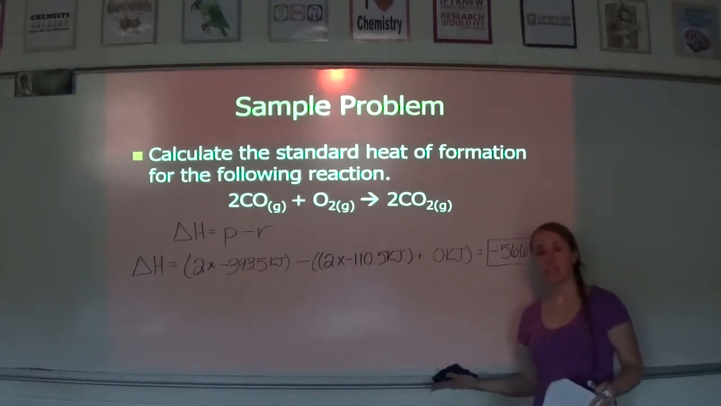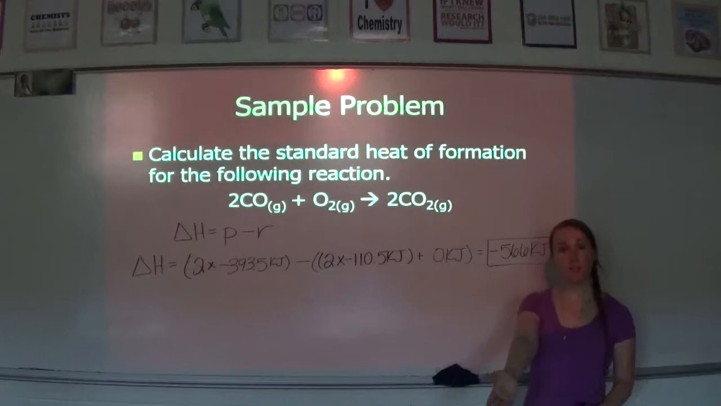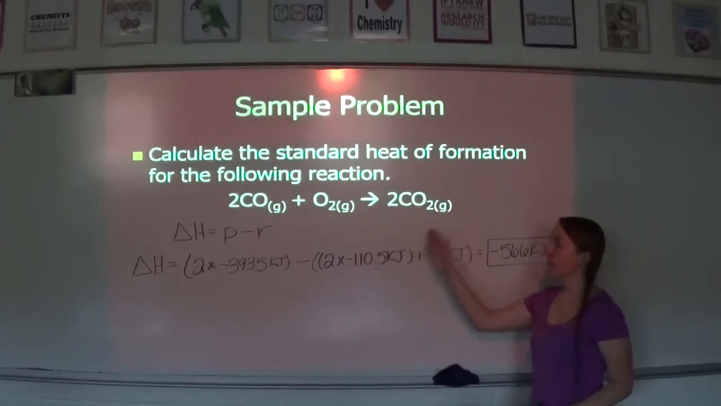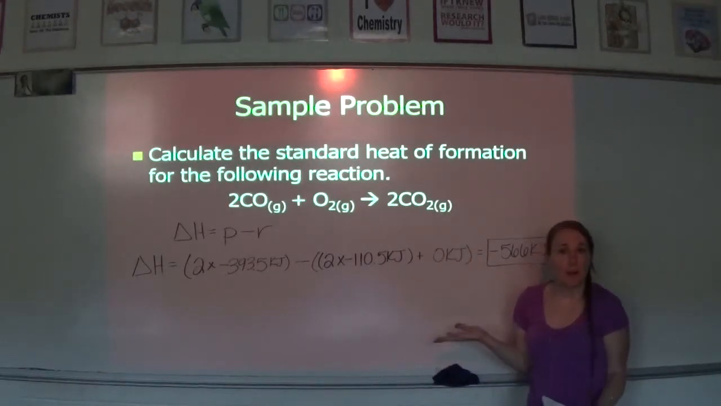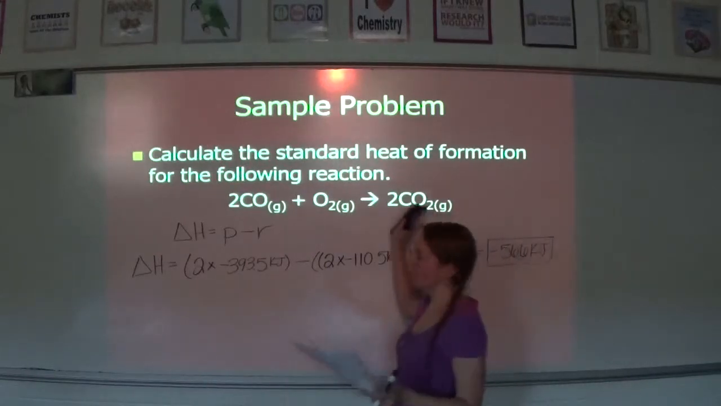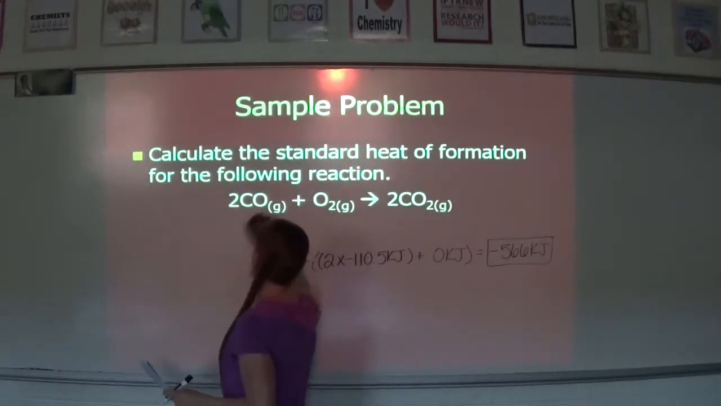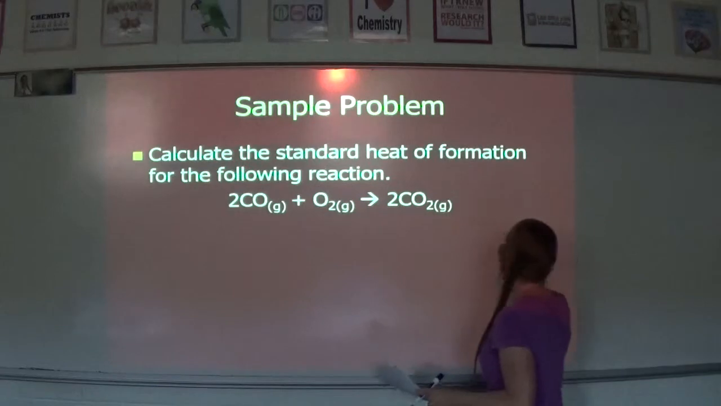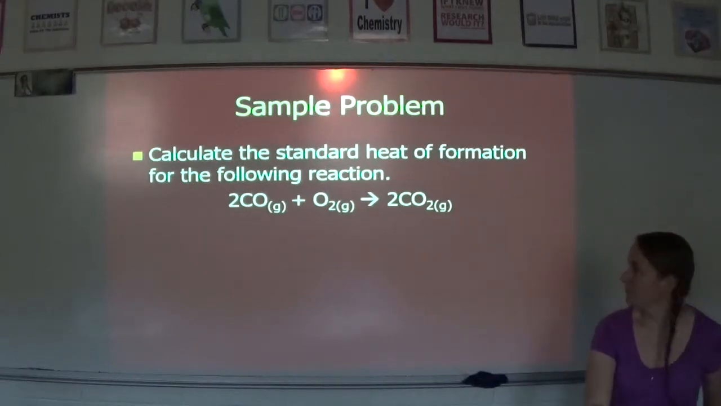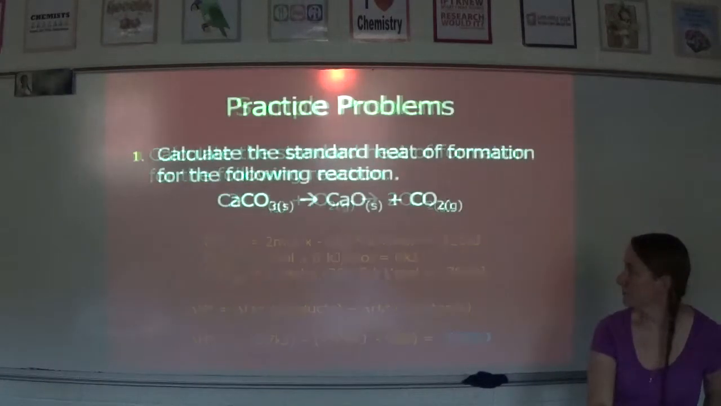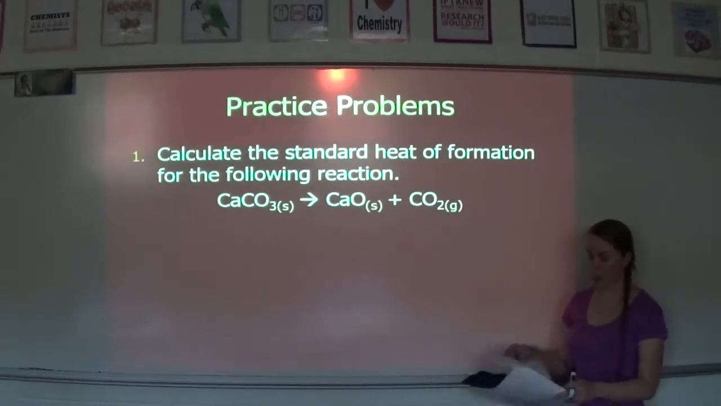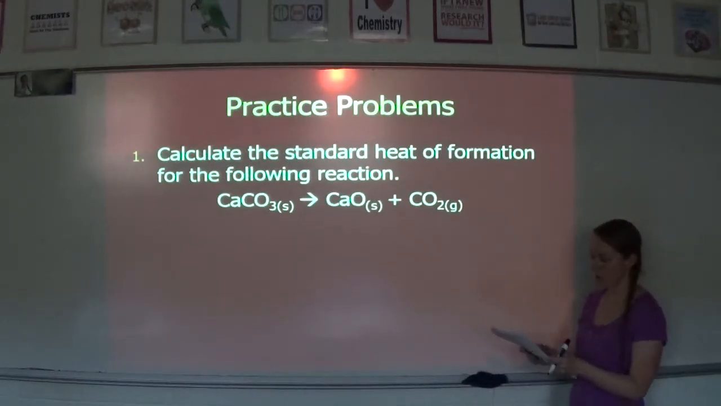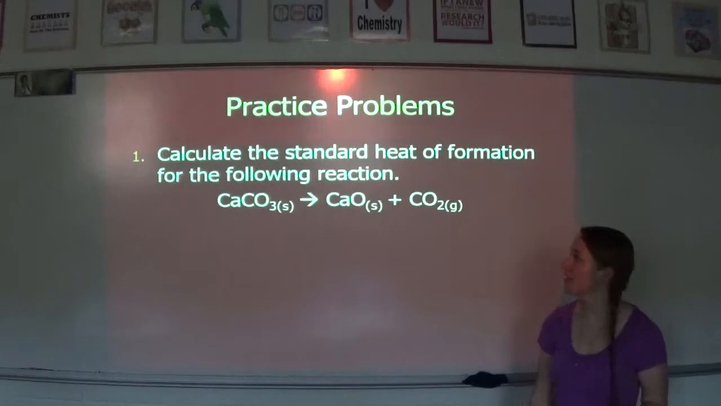Alright, so that's what standard heat of formation looks like. So you just look up the numbers and do products minus reactants, and don't forget to multiply by your coefficients. That's the most common mistake that I see, is forgetting to multiply by those coefficients. So let's look at another one. Alright, so if you feel confident, go ahead and try this one on your own. If not, we can look at it together.